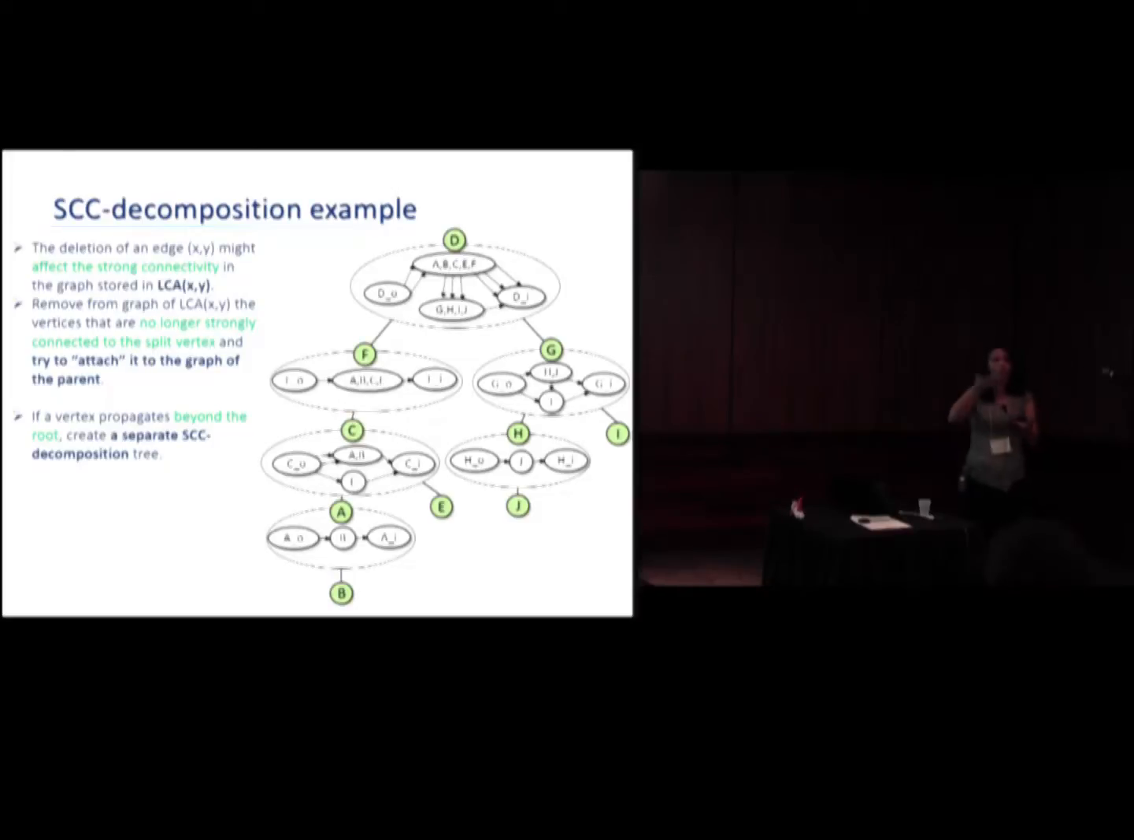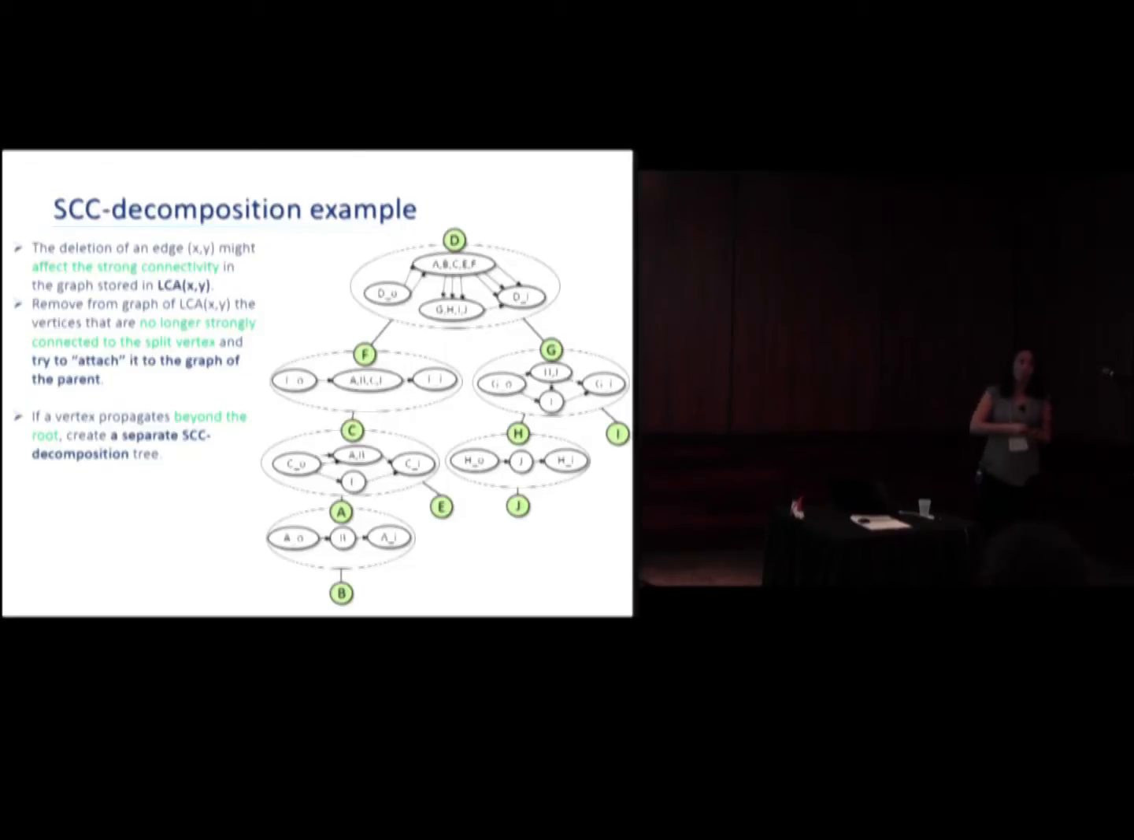If so, then I don't need to do anything. I don't need to propagate. My parent is not affected by that, and I don't need to propagate anything further, and I'm done. Otherwise, the strongly connected component might break into a few strongly connected components, and I need to reattach them to the parent. And that might propagate up to the root.